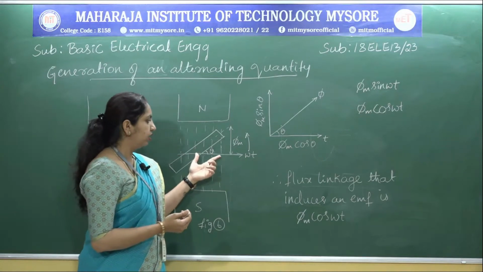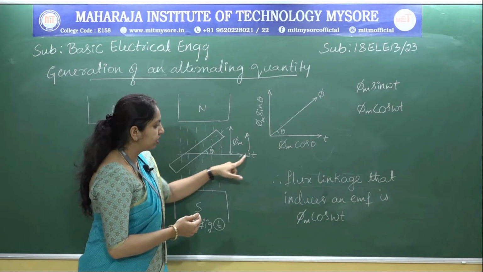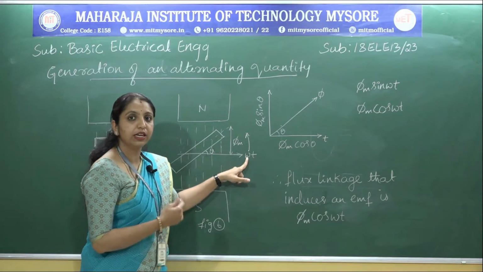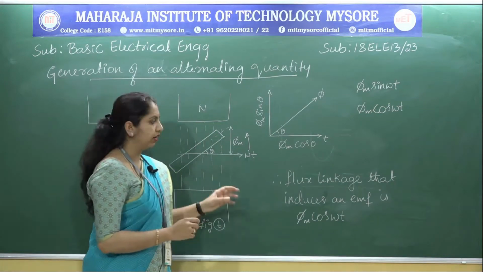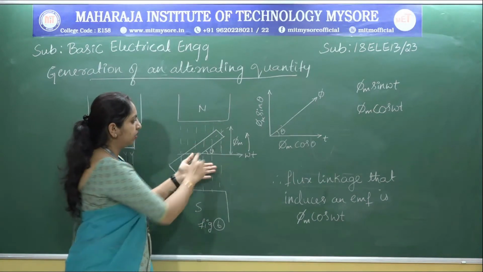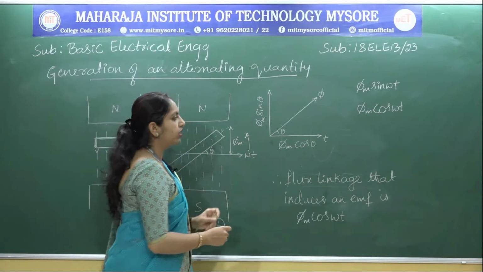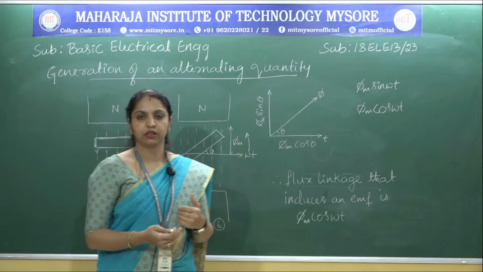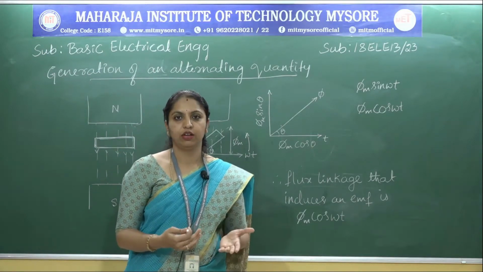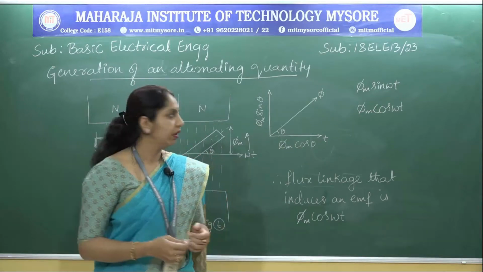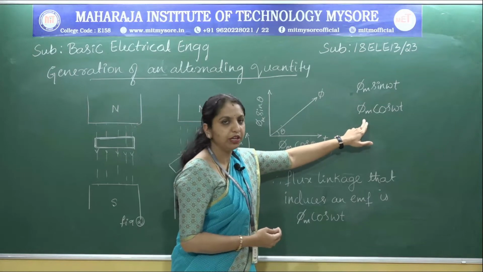So here in this position you can see as the coil rotates with the angular velocity omega, the flux linking with it changes, and hence EMF will be induced. The same part is demonstrated in this figure. Here the maximum flux linking can be resolved into two components: one is phi m sin omega t and another one is phi m cos omega t.